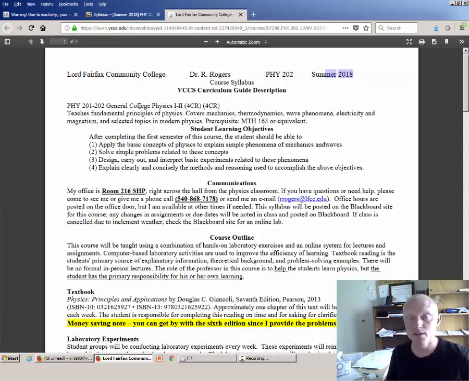This is the standard VCCS description for Physics 201, 202. In 201, you covered mechanics and probably thermodynamics. In 202, we're going to do electricity, magnetism, waves, and a teeny tiny bit of quantum mechanics. Basic learning objectives: we want to learn how to solve problems, and we want to pick up a little bit of physics along the way.